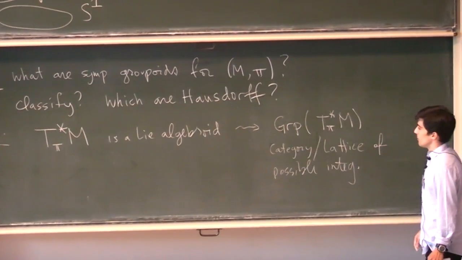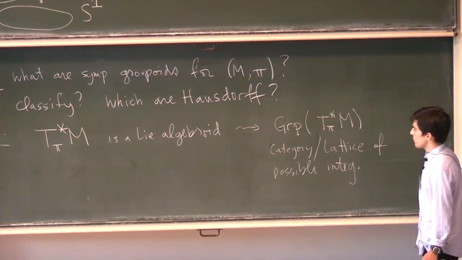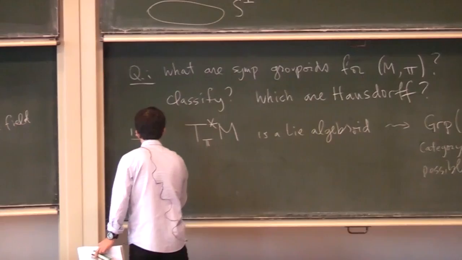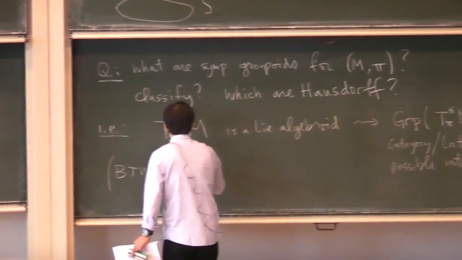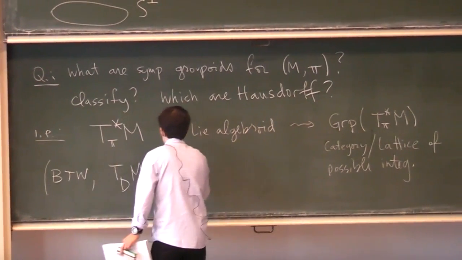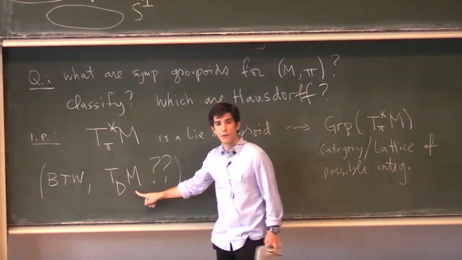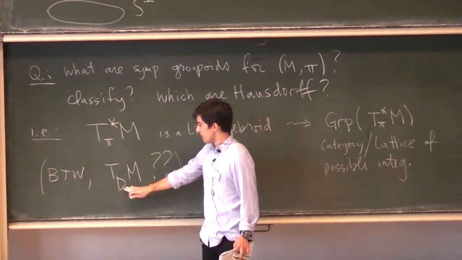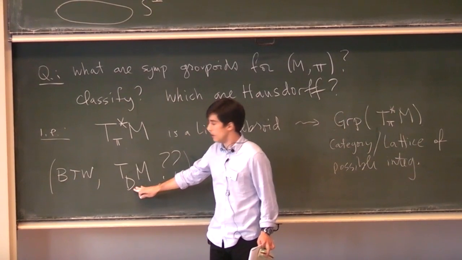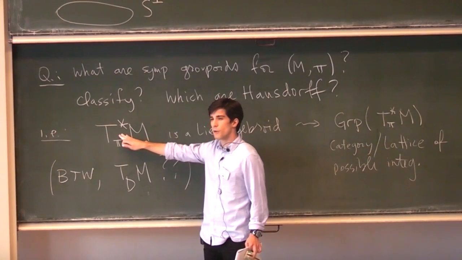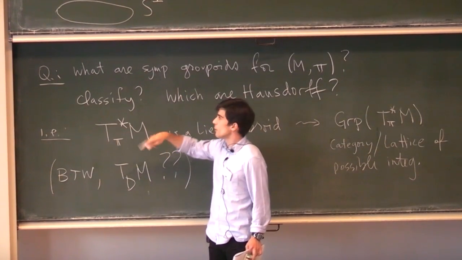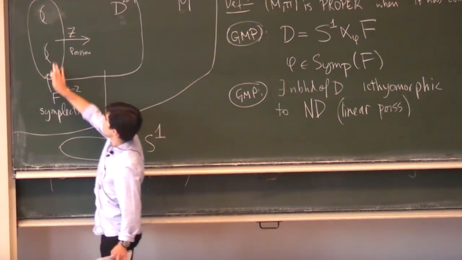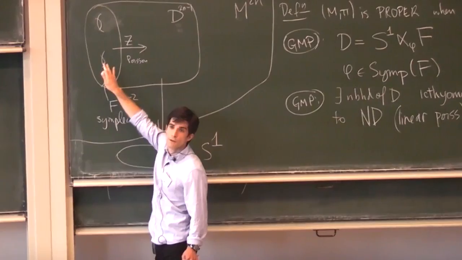But anyway, so which ones are Hausdorff? And actually, by the way, what about the same question for this Lie algebroid, which is not the same as this one, right? Remember, this is the vector fields which are tangent to D. These ones are the vector fields which are not only tangent to D, but also tangent to the symplectic leaves F.